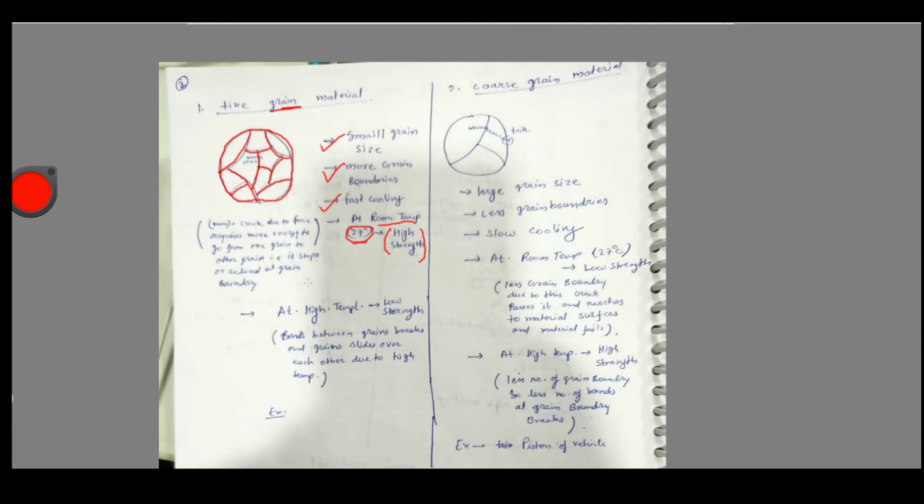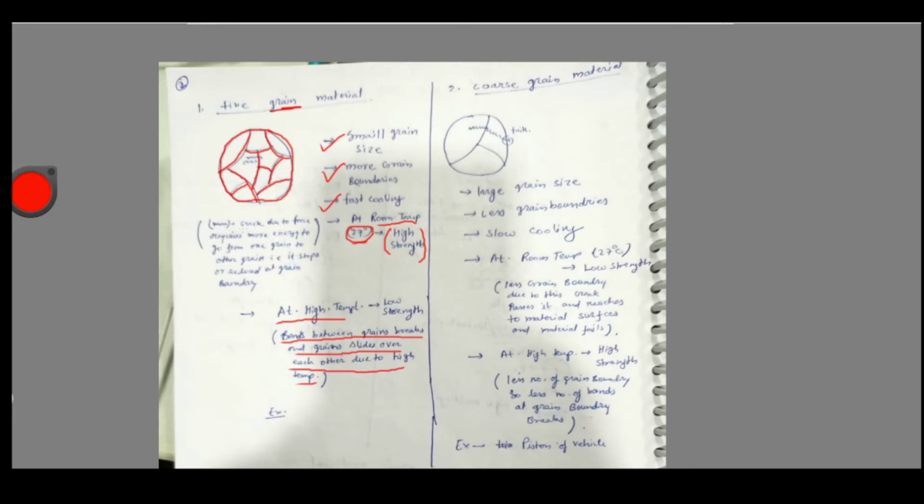And at high temperature, strength will be low. Why? Because bonds between the grains break and grains slide over each other due to the high temperature. Okay, and at room temperature it is high strength.